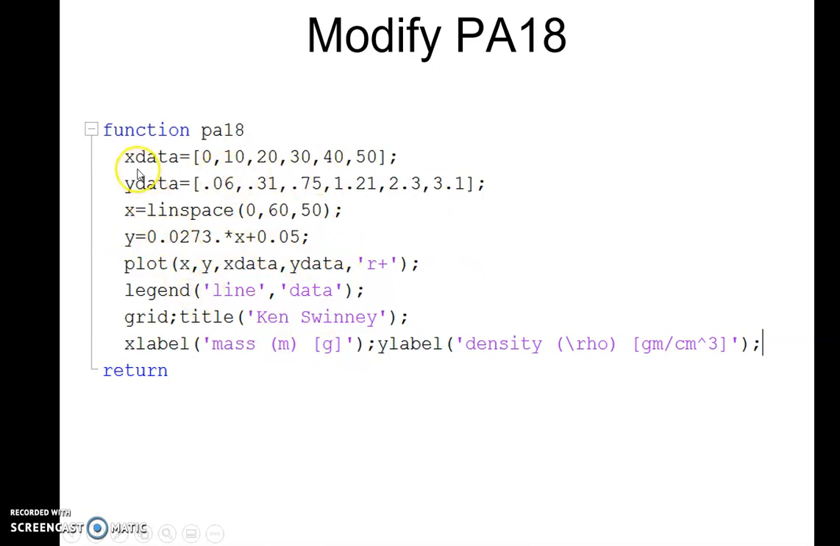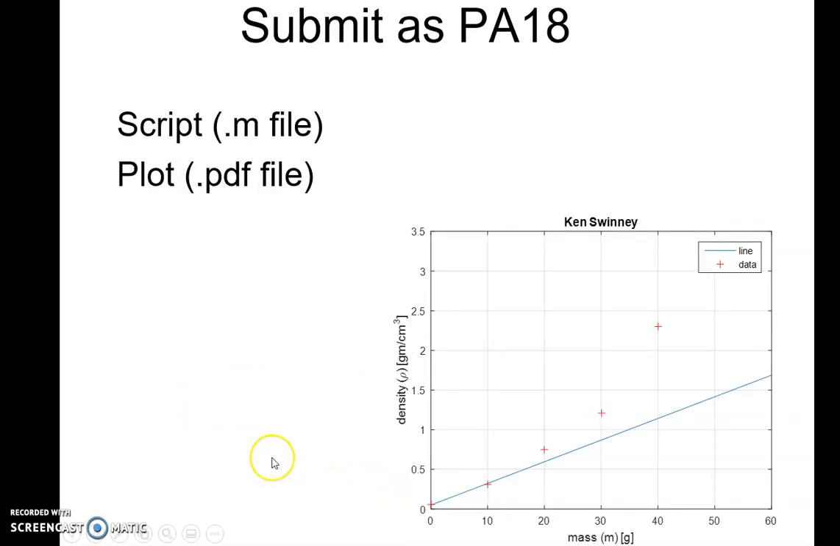So there's my x data, y data. Here's my x, y, done with a linspace, and since I don't tell it anything to do, it'll basically just connect them with short lines. X data, y data, I want those to be red pluses. There's my legend. That was my line. That's my data, my name, and my axes. Didn't fit the data very well, but at least it stands out.